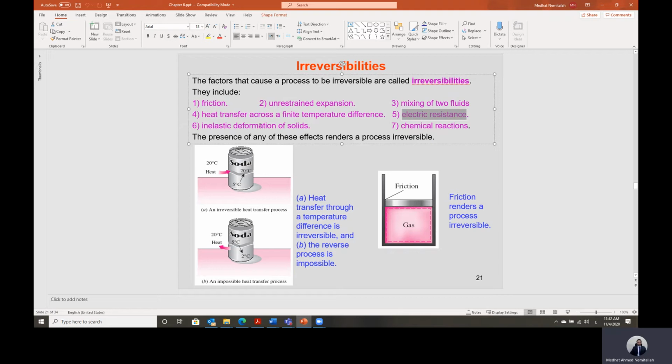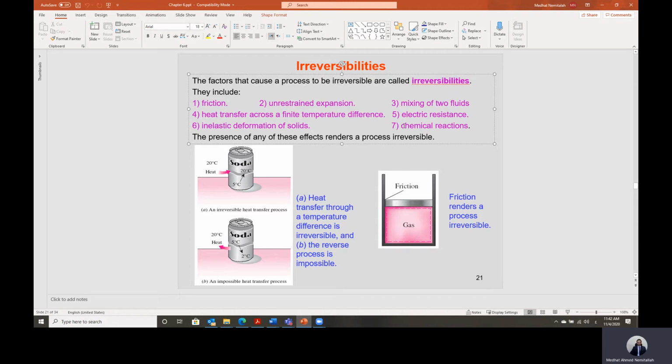Also, inelastic deformation of solids. As we said, if we are deforming any kind of solid, we cannot retain it back unless we exert more energy to get it back to the initial situation.